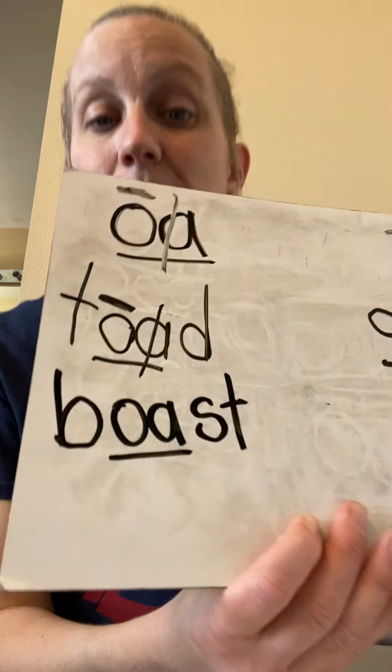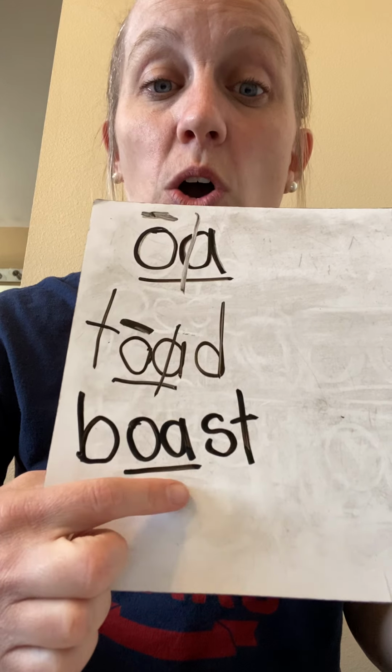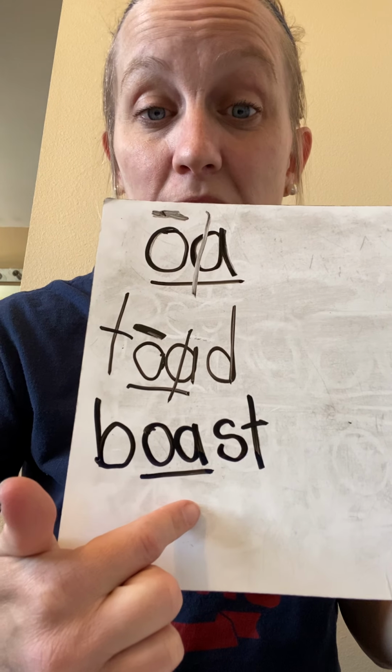All right, last one. I want you to try this one again on your own. The word is boast. Break apart boast. B-O-S-T. Now build the word boast. Think about where the O sound is. Decide if you need O-A or O-W. Boast. Okay, ready to show in 3, 2, 1. I used OA because it is in the middle of my word, boast.